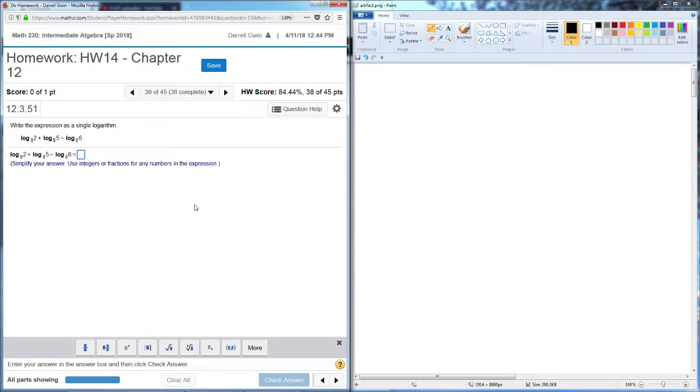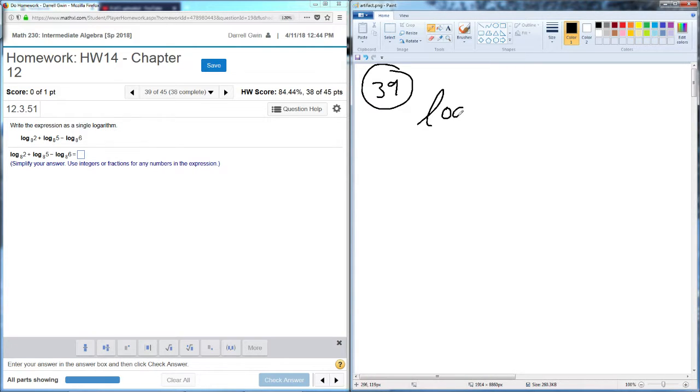Alright, now we're going to rewrite this as a single logarithm. It's going to reduce too. Let me write this down. Number 39. First, we're going to write it as a single logarithm, and then we are going to reduce the fraction. Okay, positive log 2 on top, positive log 5 on top, and negative log 6 goes on the bottom.